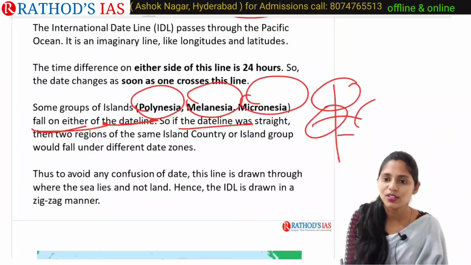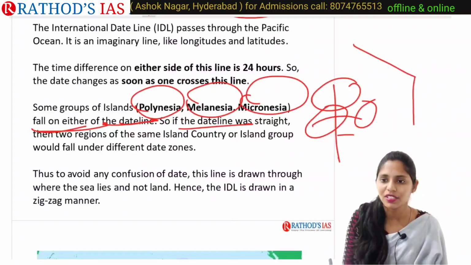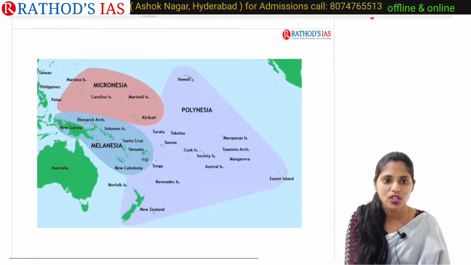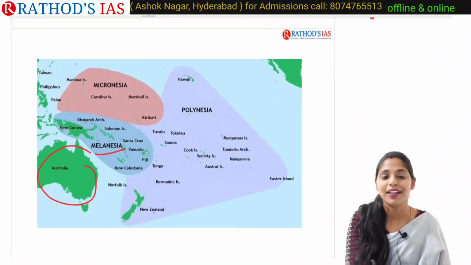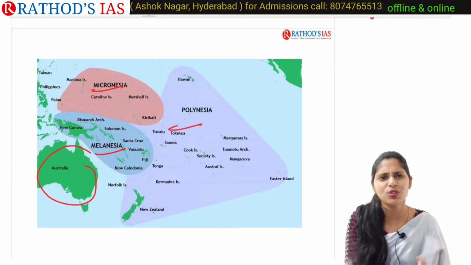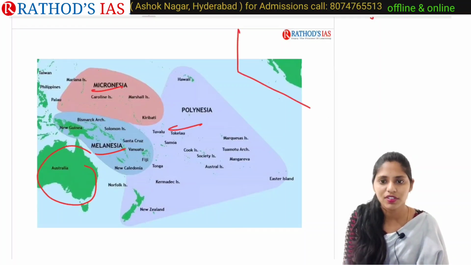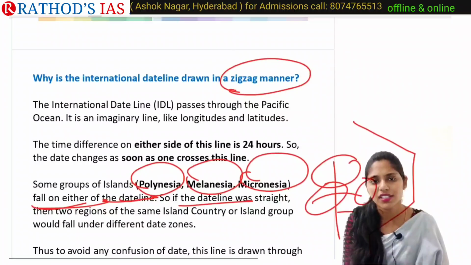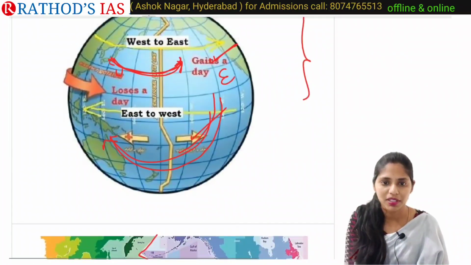So if you say these islands are present like this, and the dateline moves in this way, because of this we can say zigzag. So you can see here we have Australia, you have Melanesia, Micronesia as well as Polynesia. They are a group of islands. So here the dateline moves in this direction. So this is about the international dateline. So you have to remember this, okay?